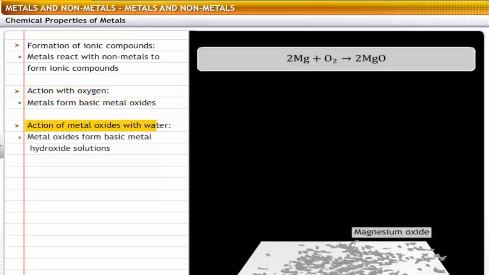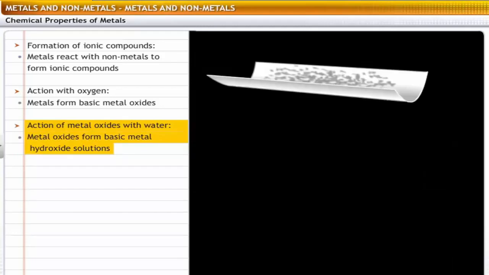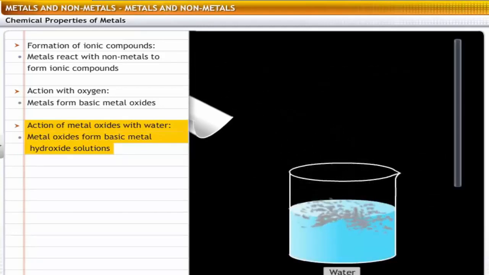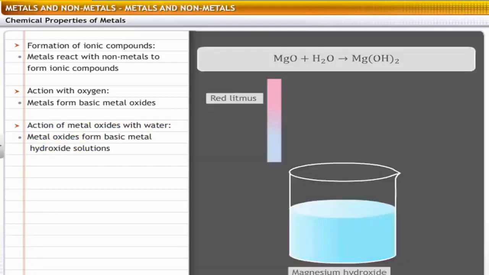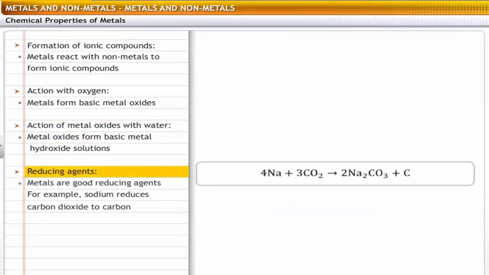Action of metal oxides with water. Metal oxides dissolve in water to form basic metal hydroxide solutions. For example, magnesium oxide dissolves in water to form a strong basic solution of magnesium hydroxide. Action as reducing agents. Metals have a tendency to lose electrons. In other words, they are good reducing agents. For example, carbon in the combined form accepts electrons from sodium and gets reduced to carbon in the free state. Thus, sodium acts as a reducing agent.